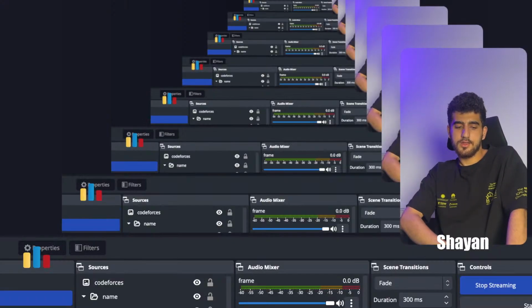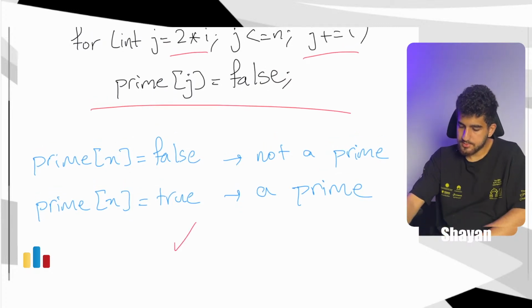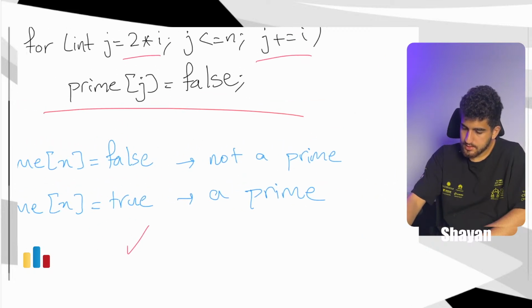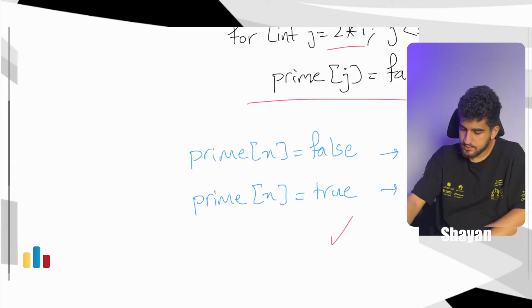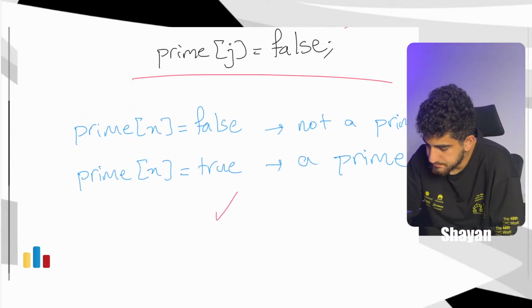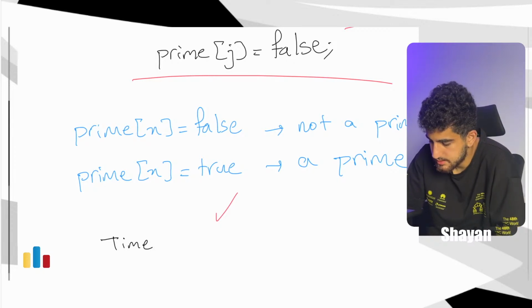Yeah. So this is correct. This is a correct algorithm. Now the question is, what is the time complexity? Let's go over it. So the question is now, what is the time complexity?